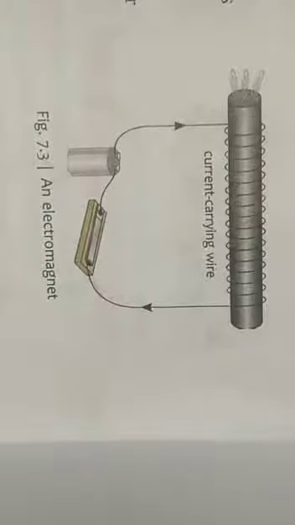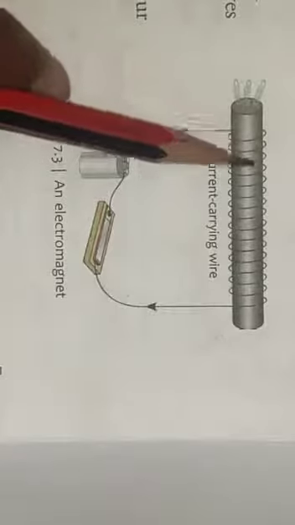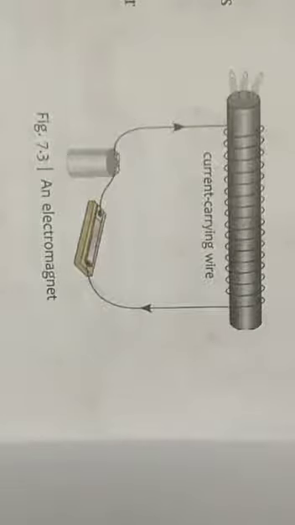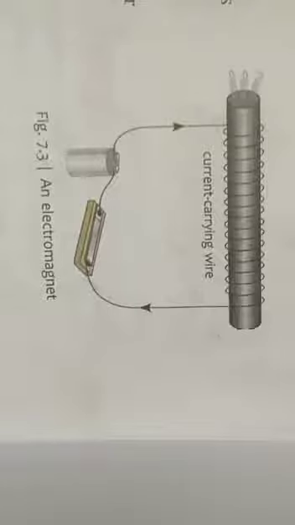The strength of the electromagnet depends upon the amount of current flowing through the coil. If more current flows through the coil, the electromagnet will be stronger, and if less current flows, it will be less strong. The strength of the electromagnet also depends upon the number of turns in the coil, that is, how many turns of winding have been made. We can increase the strength of the magnet by increasing the number of turns.